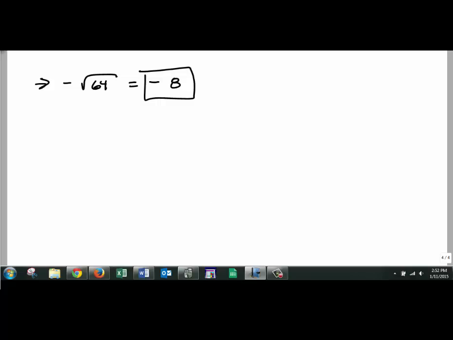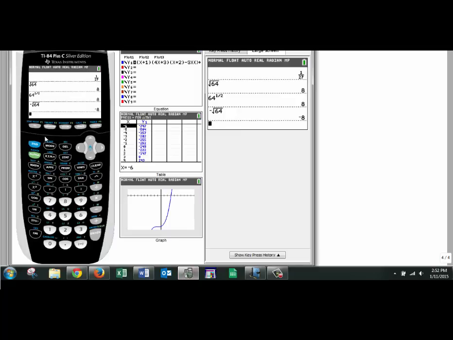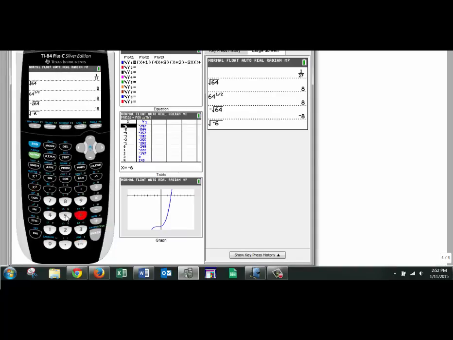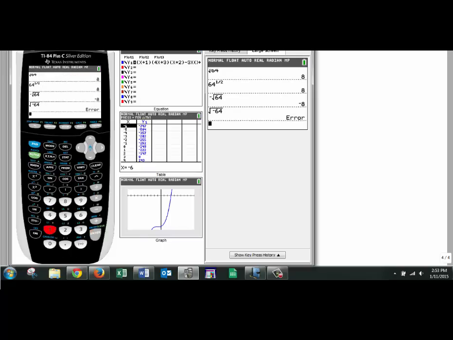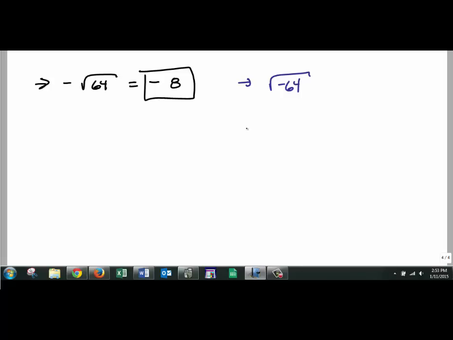Now I'd like to contrast this one with the square root of a negative 64. Now there's no way that I can multiply a number by itself and get a negative number back out. Not in the real number system. In the complex number system that we'll work with a little bit later in this semester we can. Let's just try and see what happens here when I try and take the square root of a negative 64. It says error, a non-real solution. That means that there could be a solution, but it's not a real number. Okay, so our answer is going to be over here, that our solution is not a real number.